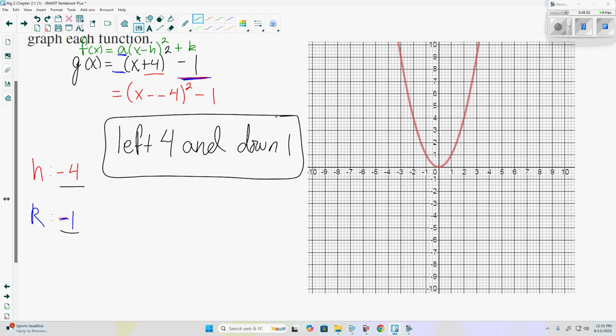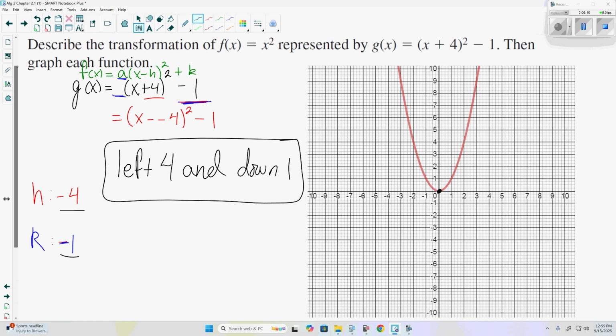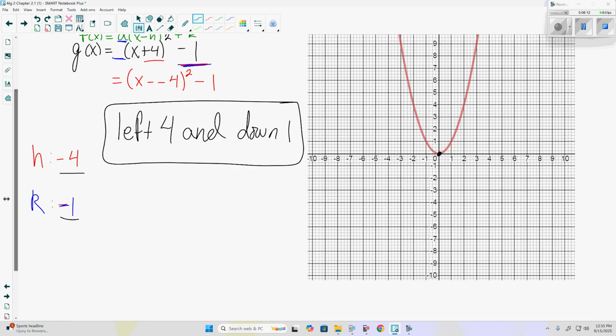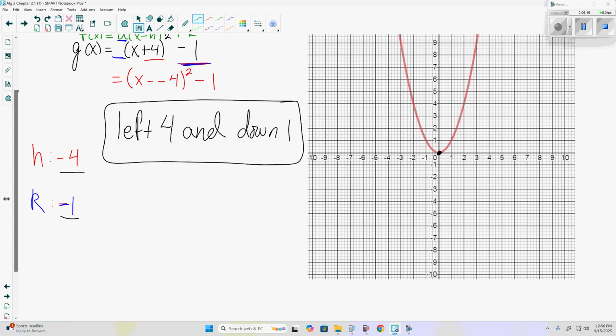And that's it. Now, we don't have to, especially on the homework, I'm not going to ask you to graph them, but if we were to graph this, this here gave us the parent function, x squared. Now, what we did to go from x squared to (x + 4)² - 1 is that we moved every point on this parent function left 4 and down 1.